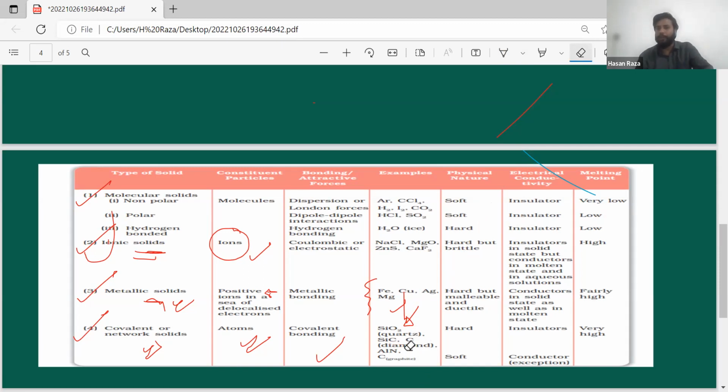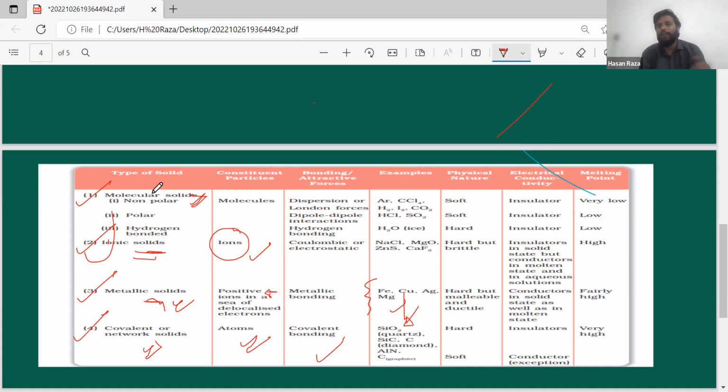covalent or network solids. Now come to the point, the molecular solid. What is a molecular solid? The constituent particles are molecules, first of all. If a molecule exists in solid state and satisfies the condition of a crystalline solid, that will be a molecular solid. These are of three types: polar, non-polar, and hydrogen bonded molecular solid.